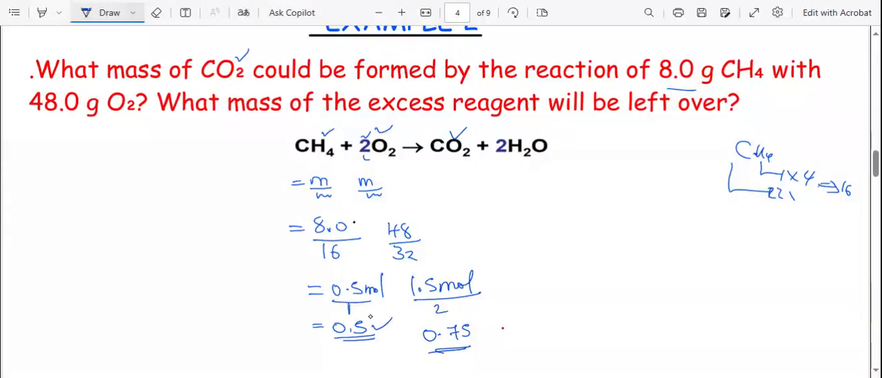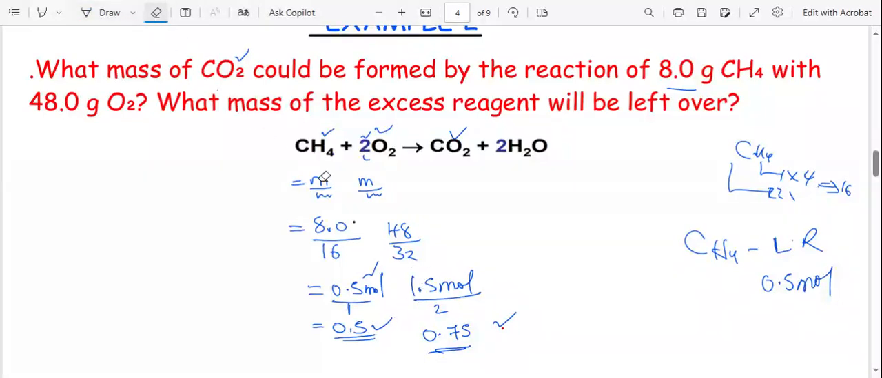So when you look at these two numbers, which one is smaller? You definitely can tell that this one is the limiting agent. So CH4 is the limiting reagent. Okay. So since this is the limiting agent, its mole is 0.5 we have there. So it has 0.5 moles. This one is just for comparison. Don't take these values as moles. They are just there to show you, to compare which one is smaller.